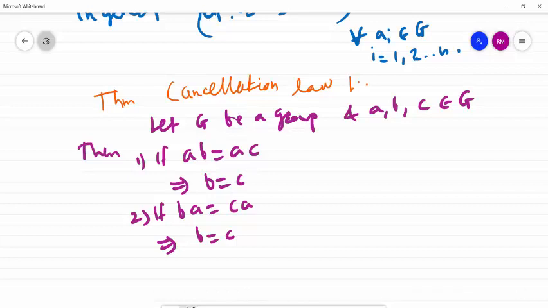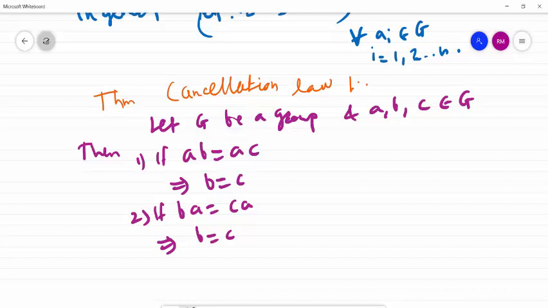We can cancel a, but in a proper way. Here this is called the left cancellation law, since a occurs on the left hand side, and here a occurs on the right hand side of b and c, that's why this is called the right cancellation law. We have given a, b, c elements of the group G, and the binary operation by default is usual multiplication, a star b equals ab.